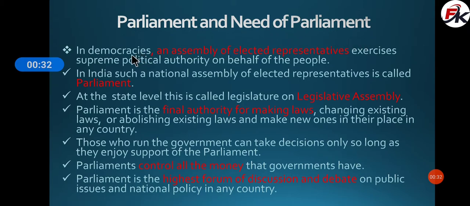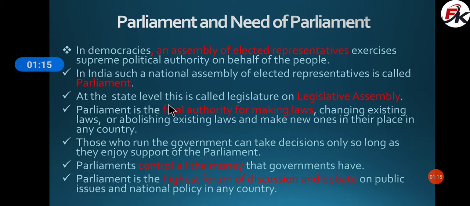What is Parliament? In democracies, an assembly of elected representatives exercises supreme political authority on behalf of the people in a particular country. In India, such a national assembly of elected representatives is called Parliament. So all the elected representatives from a democratic country make an assembly and they come up to discuss. That particular assembly is called the Parliament.